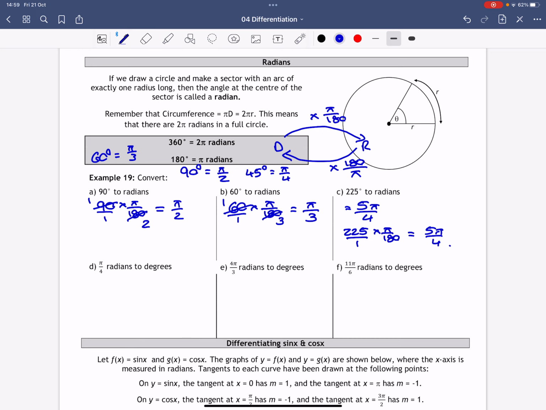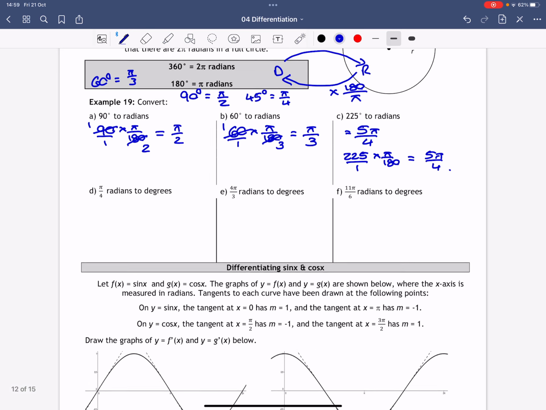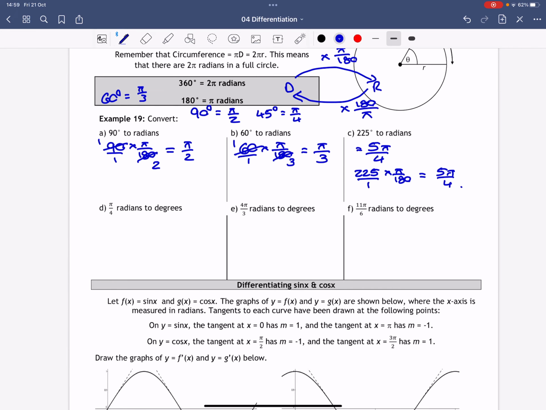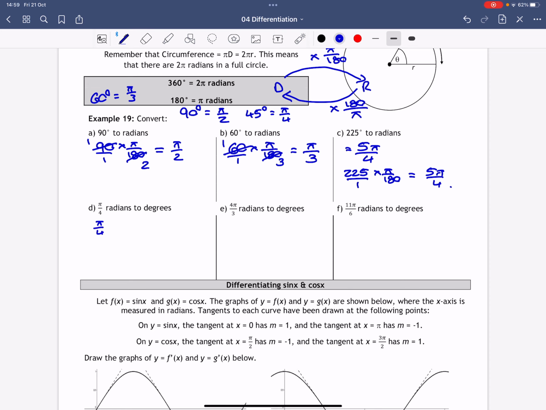Okay. Going back the way to convert radians into degrees. So it's the same idea. I've got pi over 4 multiplied by 180 over pi. Cancel the pi's out. 4 goes into 180 45 times. So that will just give me 45 degrees. Or you could just remember that pi over 4 is 45 degrees. The more you do this, the more you will get to remember the quick conversions.